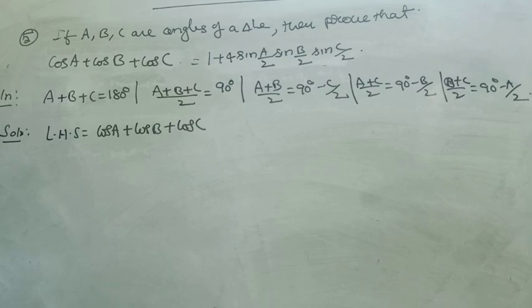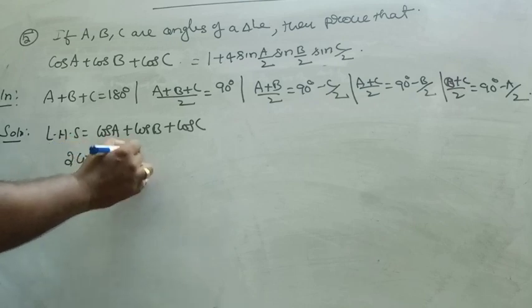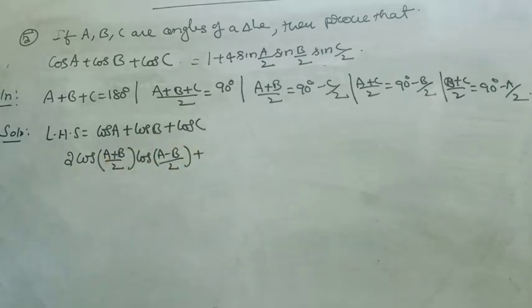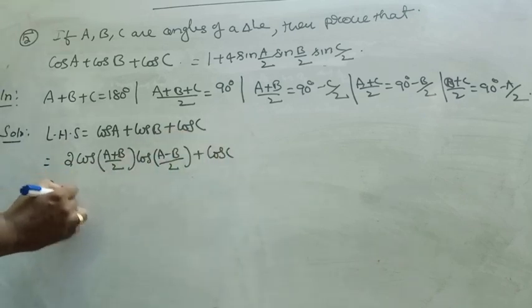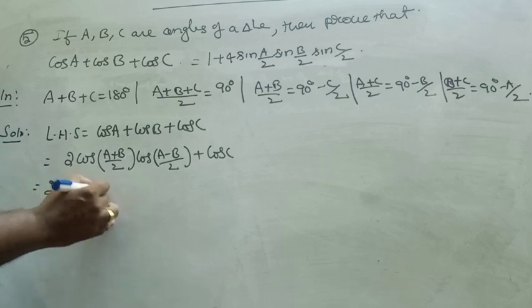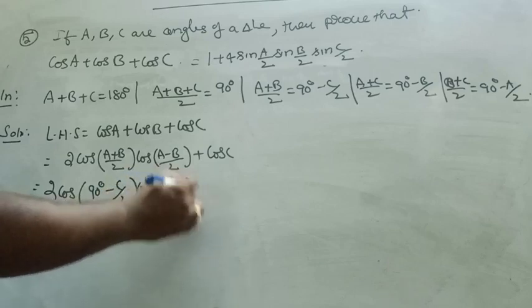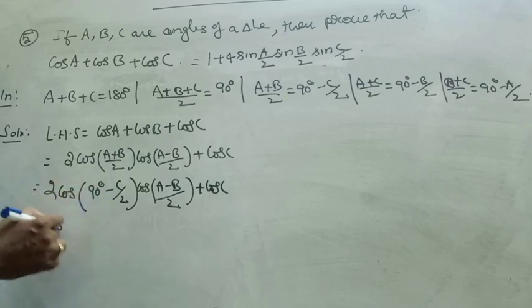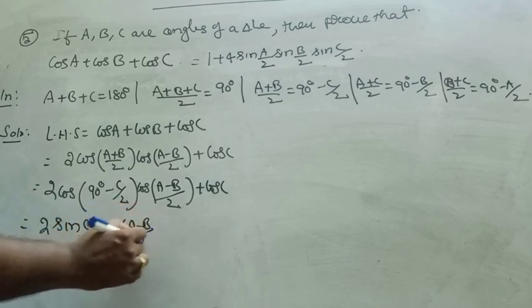In the same way, we are going to do cos A plus cos B, which is nothing but 2 cos of (C plus D) by 2. That means 2 cos of (A plus B) by 2 into cos of (A minus B) by 2, plus cos C. Now 2 cos of (A plus B) by 2 is nothing but 90 degrees minus C by 2, into cos of (A minus B) by 2 plus cos C. Now this equals 2 sin C by 2 into cos of (A minus B) by 2 plus cos C.